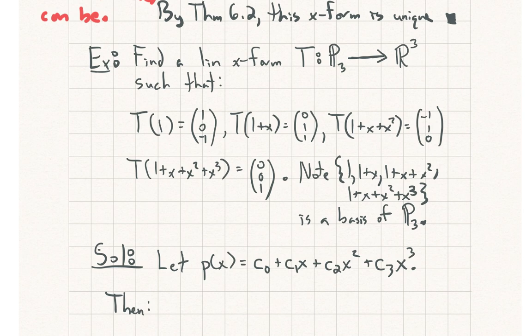So maybe pause the video and see if you can figure this out. Where is this vector in P3, this third degree polynomial, going to get sent in R3?